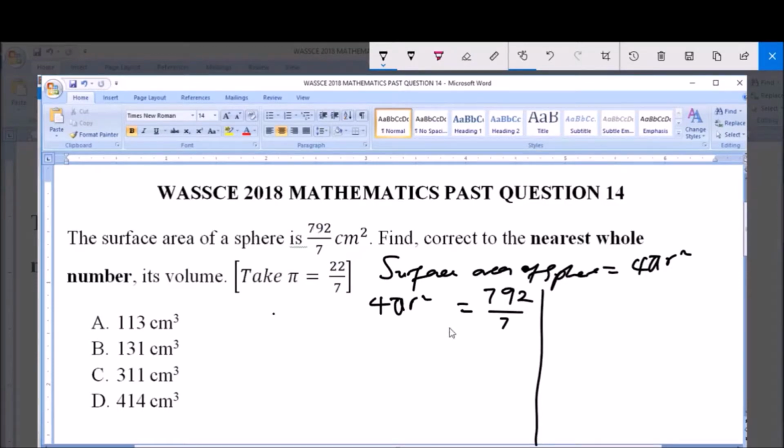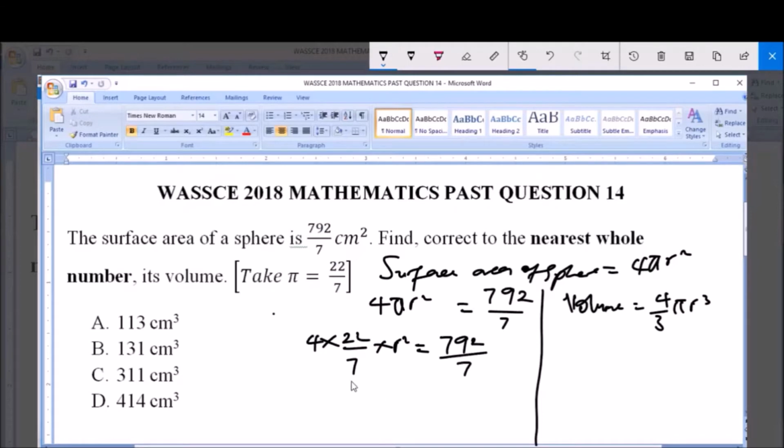Now for us to find the volume of this sphere, we must find this radius, because volume of a sphere is given as 4 all over 3 pi r cube. So this radius is very important. Now we can get the radius from this place. Okay, we say 4 multiplied by, since our pi is 22 all over 7, multiplied by r square is equals to 792 all over 7.